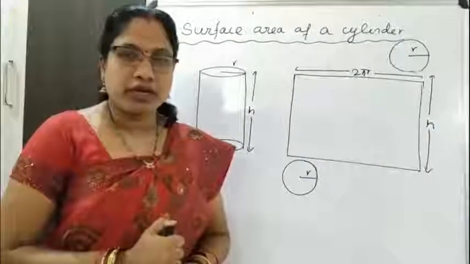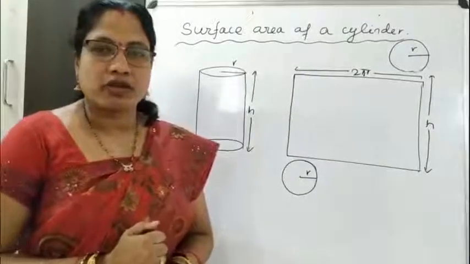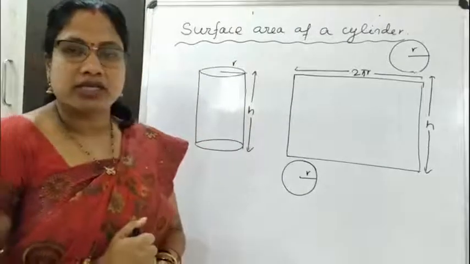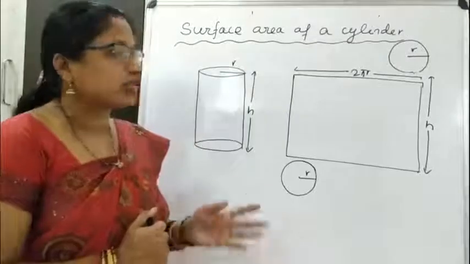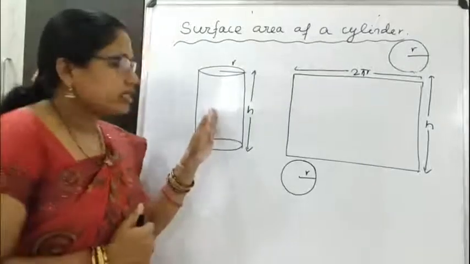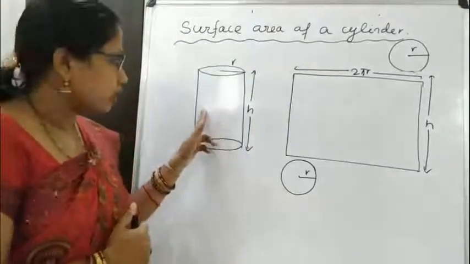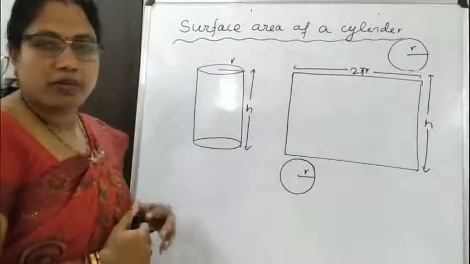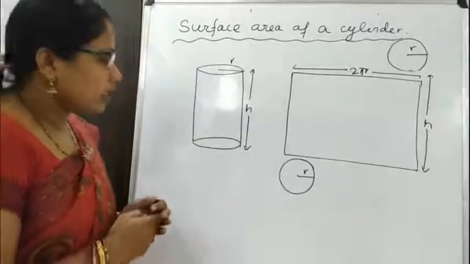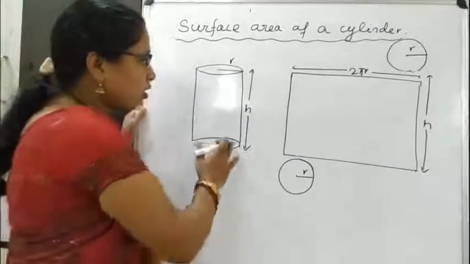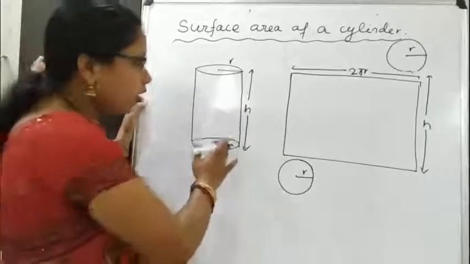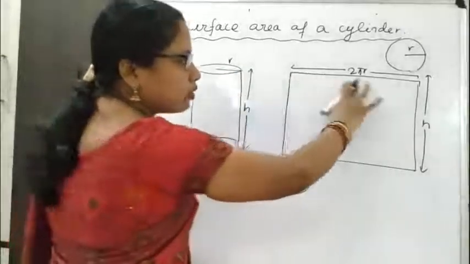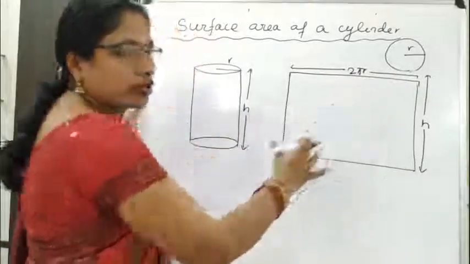Dear students, in our last class we have derived the surface area formula for cube and cuboid. In this section we shall discuss the surface area of a cylinder. So here this is a right circular cylinder having height h unit and the radius of the base is r unit. If we cut a hollow cylinder along its height, then the curved surface of the cylinder will be a rectangle as shown in figure.